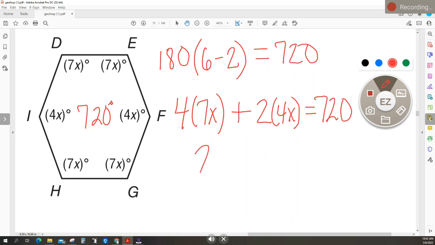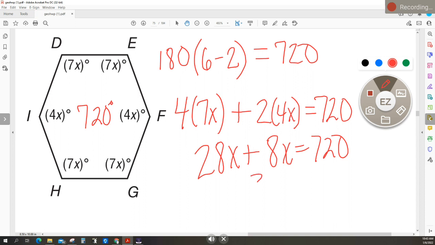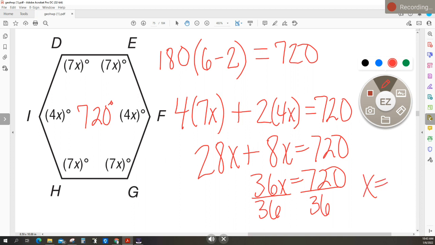Okay, what's 4 times 7? 28. What's 2 times 4? 8. Okay, so what is 28 and 8? 36. Good. What is 720 divided by 36? Because that's our next step, right? It's 20. So, x is 20.